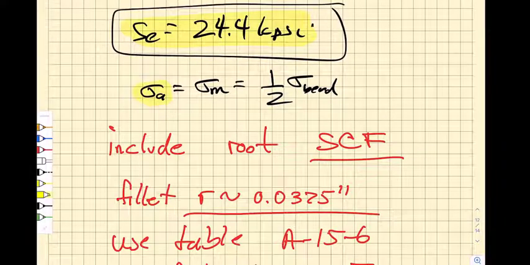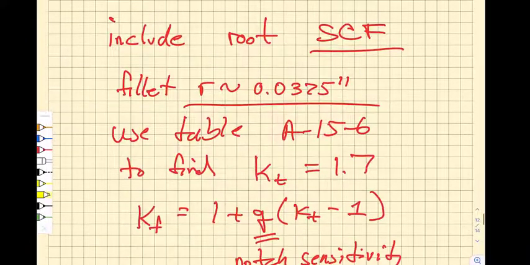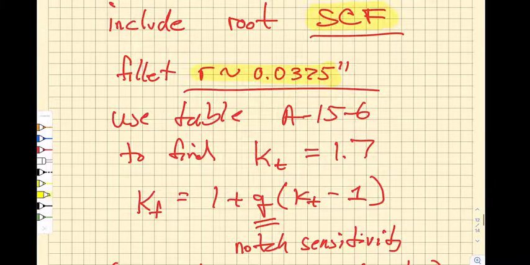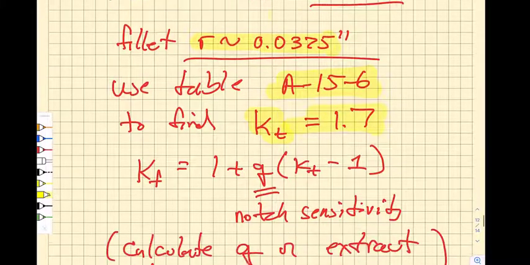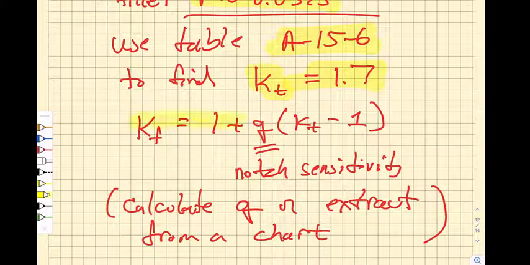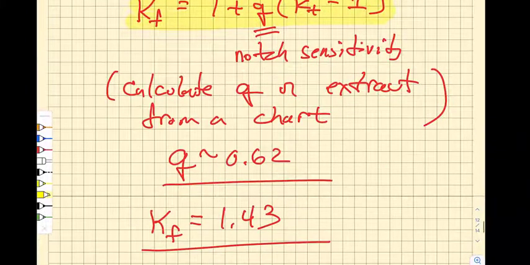We have already said that the stress amplitude is equal to the mean stress, which will be half the bending stress that we calculate from the Lewis bending stress equation corrected for velocity. But we also now need to figure out our fatigue stress concentration factor. For that, we need our fillet radius, and then we can use table A-15-6 to find an elastic stress concentration factor. For our given gear, it's equal to 1.7. Our fatigue stress concentration factor is related to that through notch sensitivity. We calculate q to be 0.62, and we find a fatigue stress concentration factor of 1.43.